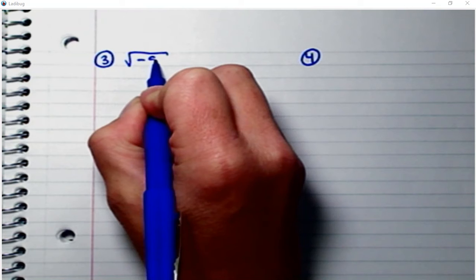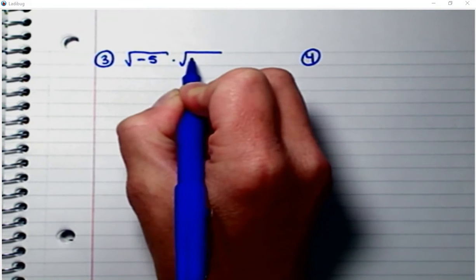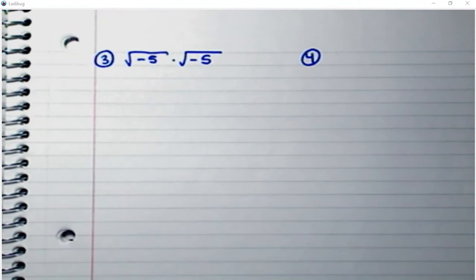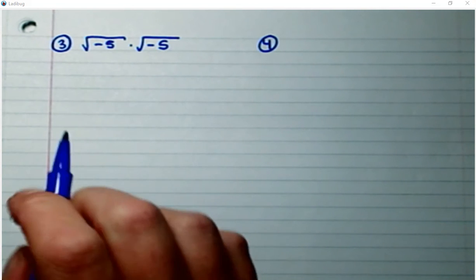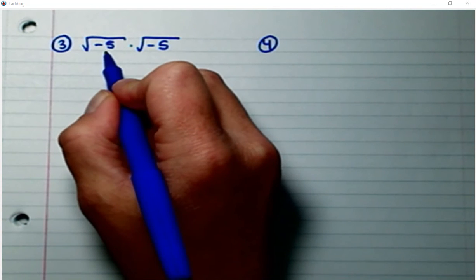Okay, about the same amount of space, maybe one more line. I'm going to do 2 of them on the same row here. Okay, so we're going to do root -5 times root -5.